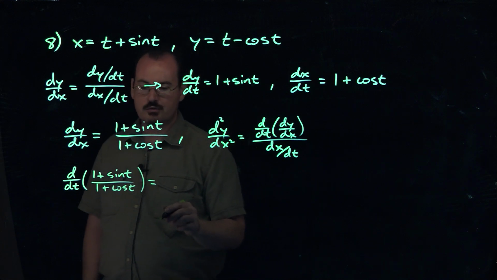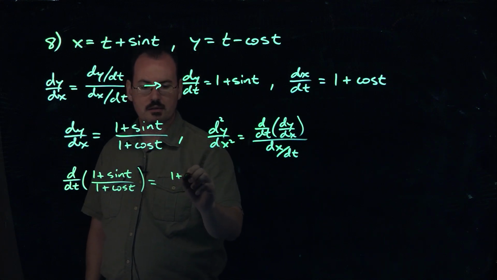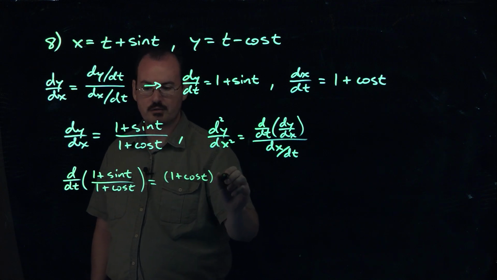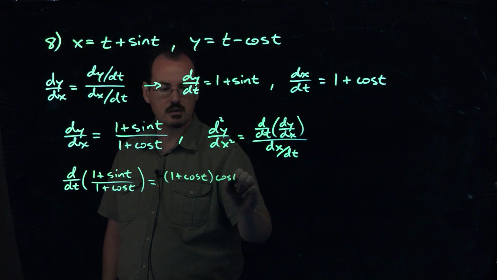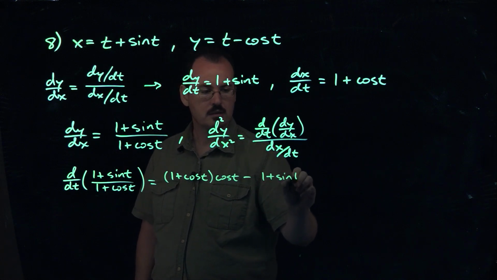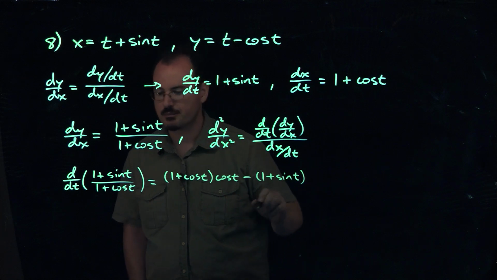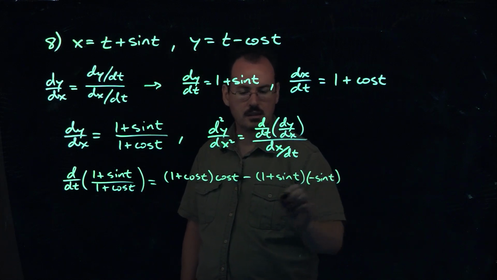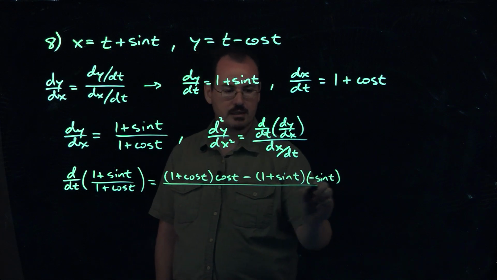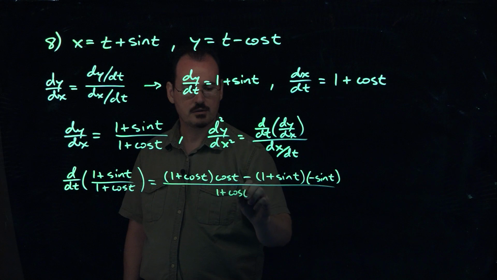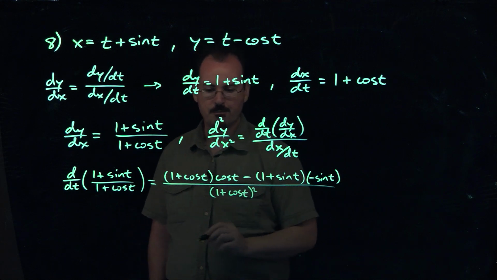That requires the quotient rule, so we'll do the quotient rule, bottom function times the derivative of the top, minus the top function times the derivative of the bottom function, which is negative sine t.